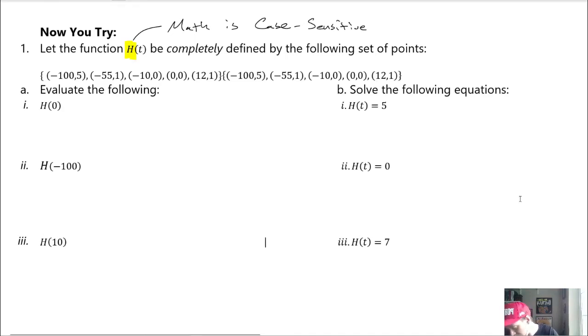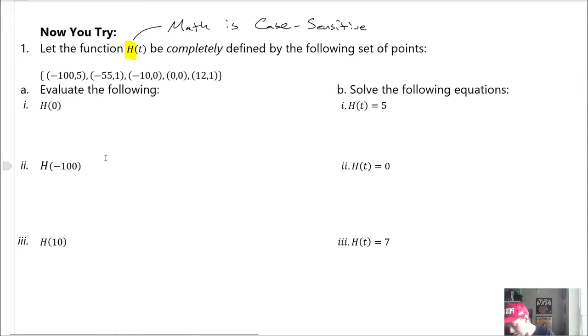We have a typo here. Let me fix this. It should be a comma. Actually, that was just repeated, so it's just this single set here, the 5 points that I just read.